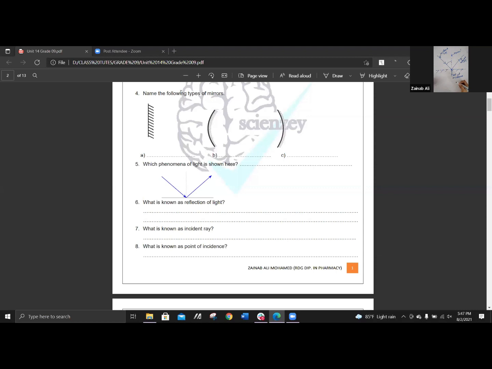What is the angle between the incident ray and the normal? Very good. Yeah, that's correct. Angle of incidence. This is the angle of incidence. What is the angle between the normal and the reflected ray? Angle of reflection.